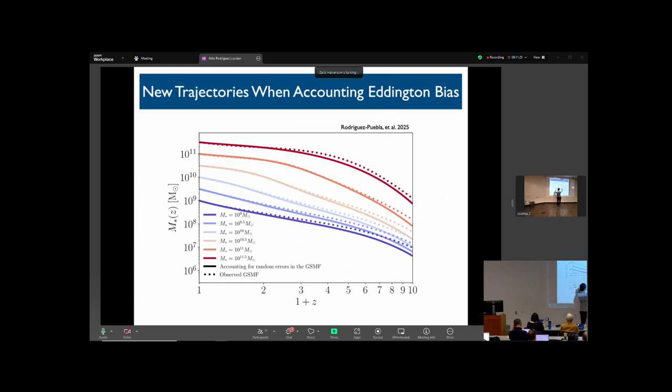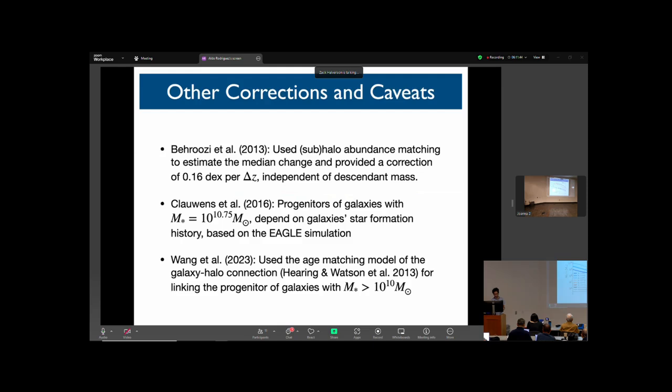Sorry, now I've swapped the lines. The dotted line is using the observed galaxy stellar mass function, and the solid lines are now what I'm calling the true, or accounting for the random errors, galaxy stellar mass function. So we will infer lower stellar masses as we go into the past because of the Eddington bias. However, this is not the only correction. That was the most simplistic correction that we should do.